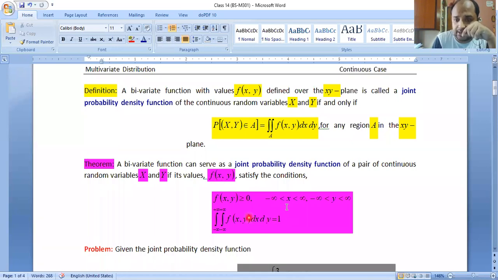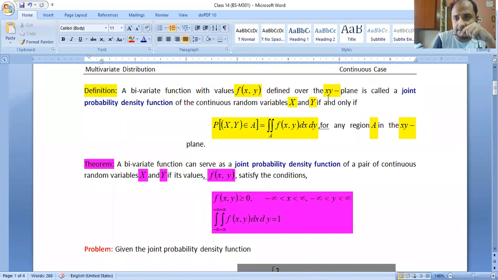This expression, marked pink, is just a generalization of the univariate case. It is about the bivariate case, and it says that if we have a bivariate function f of x comma y, for each pair of variables x and y lying in the real line, x from minus infinity to plus infinity and at the same time y between minus infinity and plus infinity, f(x,y) for each possible value of x and y will be non-negative.